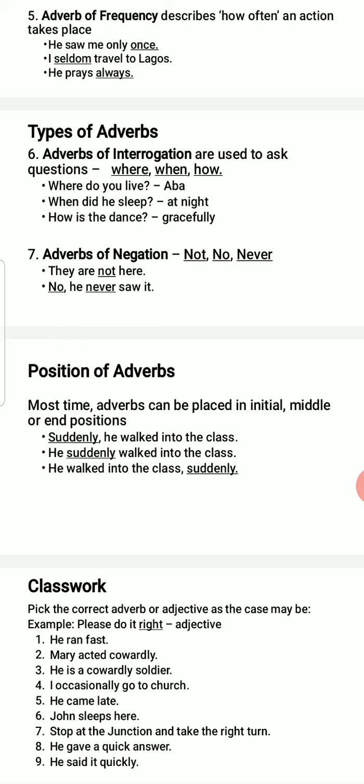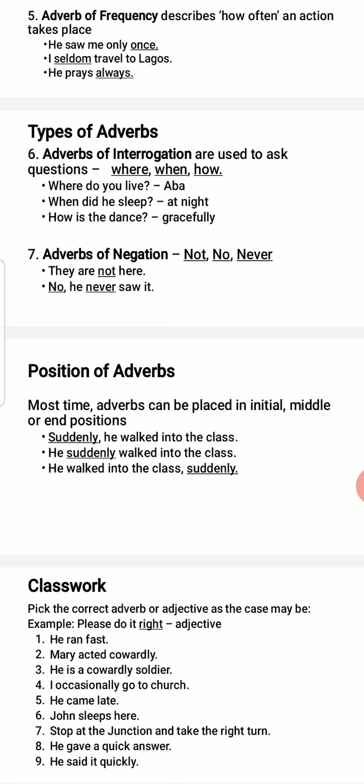I often read my book. Often is an adverb of frequency, explaining what I do all the time. I sometimes go to the market. Sometimes is an adverb of frequency.